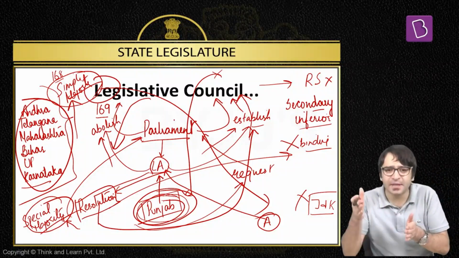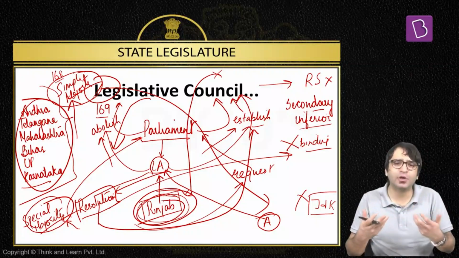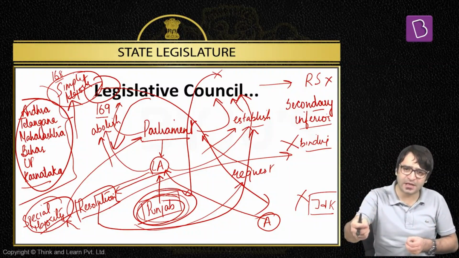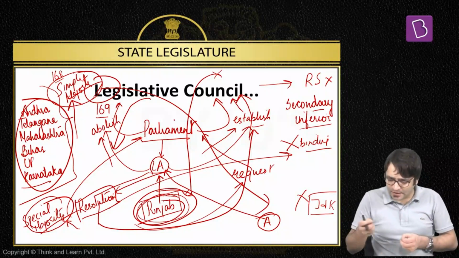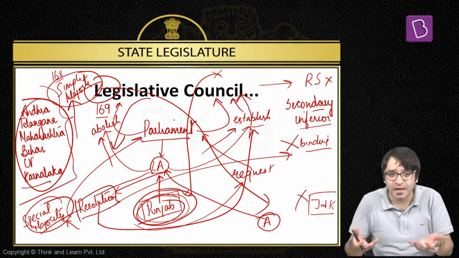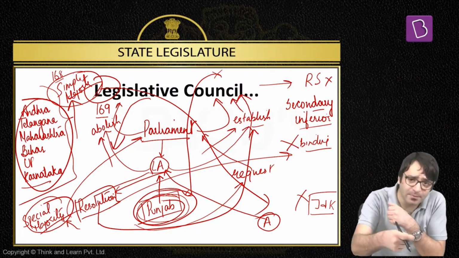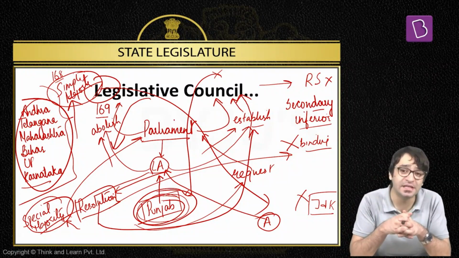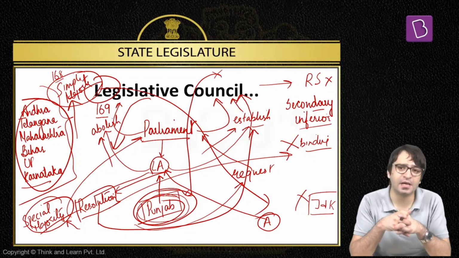But this legislative council, how can it be established and abolished? Parliament has the power. But Parliament cannot act on its own. Article 169 says, if the legislative assembly of a state passes a resolution by special majority, requesting the Parliament to either establish a council or abolish a council, Parliament may establish or abolish a council. And when Parliament is establishing or abolishing a legislative council, this law shall not be deemed as amendment to the Constitution under Article 368 of the Constitution of India.